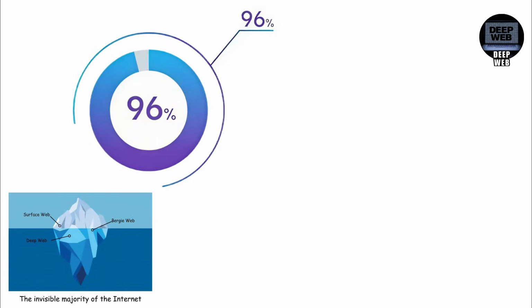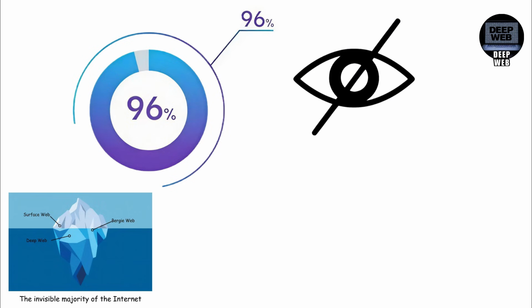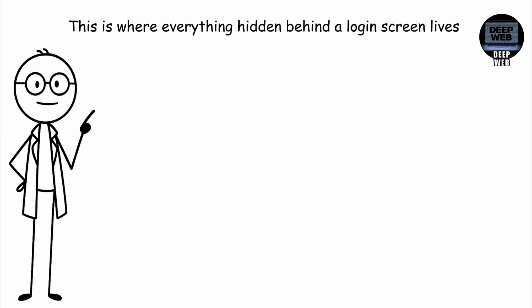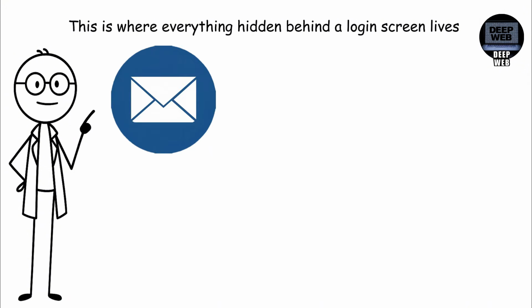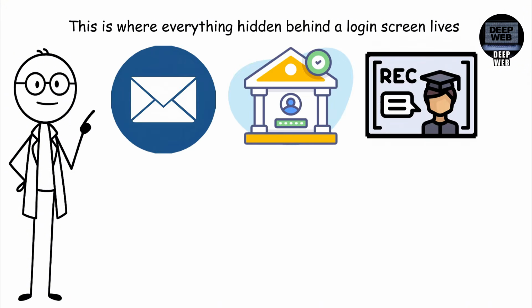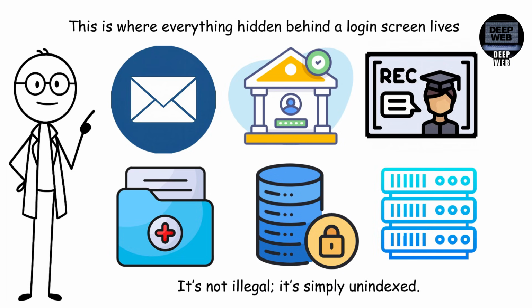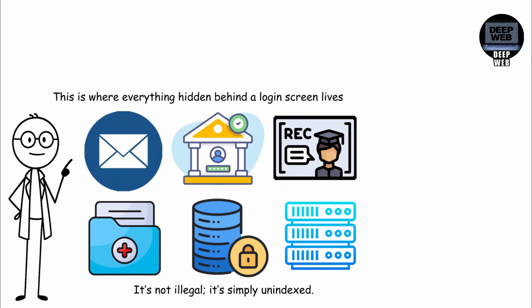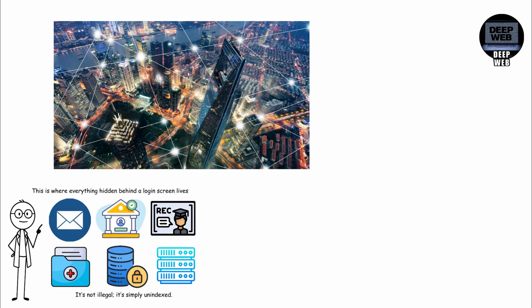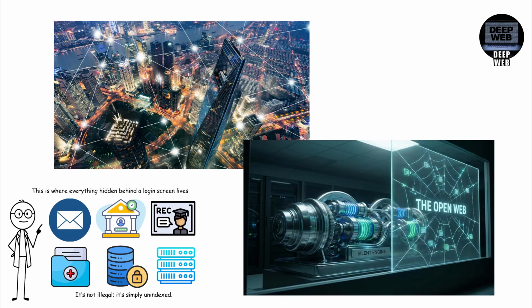Now we enter the deep web, the invisible majority of the internet. It's estimated to contain nearly 90 to 96% of all online data, yet almost none of it is visible through search engines. This is where everything hidden behind a login screen lives: your emails, bank accounts, academic records, medical data, private databases, and corporate servers. It's not illegal, it's simply unindexed. The deep web is the internet's infrastructure, the silent engine running behind the open web.